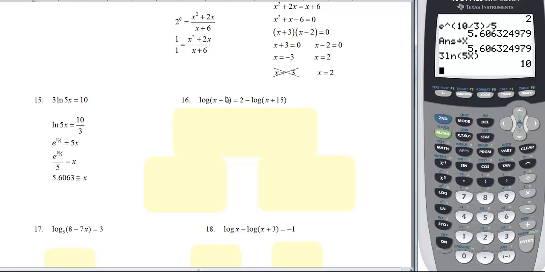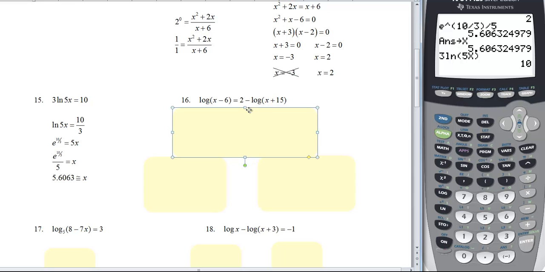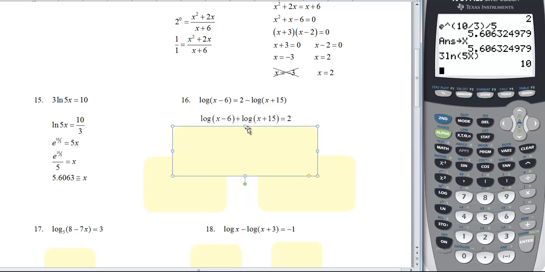Alright, more than one log. Congregate all logs to one side, numbers to the other. So I'm just going to add this log to both sides. Got to condense. So remember, this right here, addition, means I can rewrite these as a log of a product. And I can go ahead and square that.